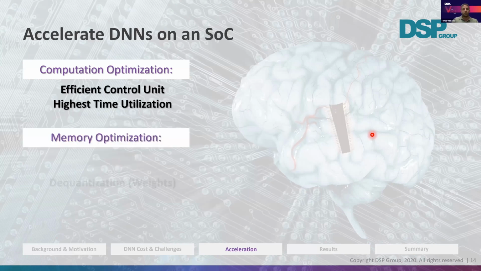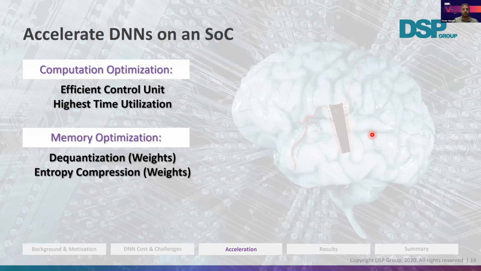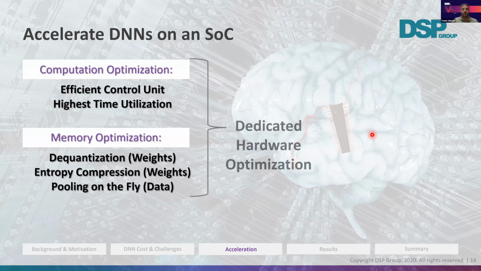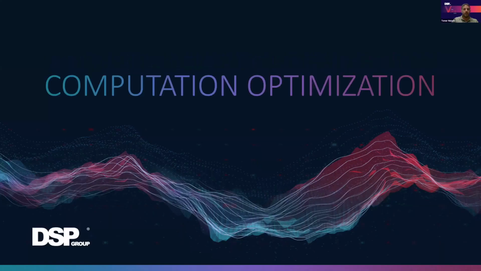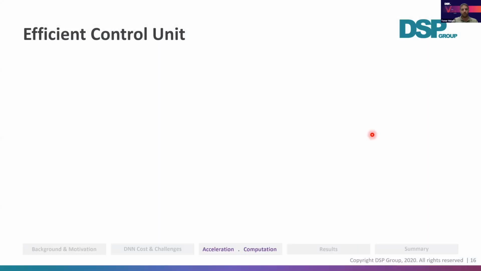And we will talk about dequantization of weights and entropy compression that apply on weights, and also pooling on the fly, which is a unique process that is integrated in our SoC. So let's start the talk of dedicated hardware optimization by talking about the efficient control unit.